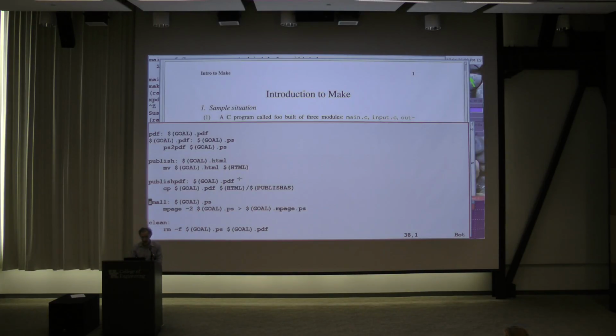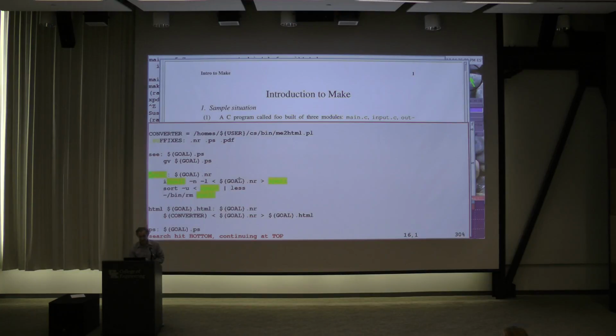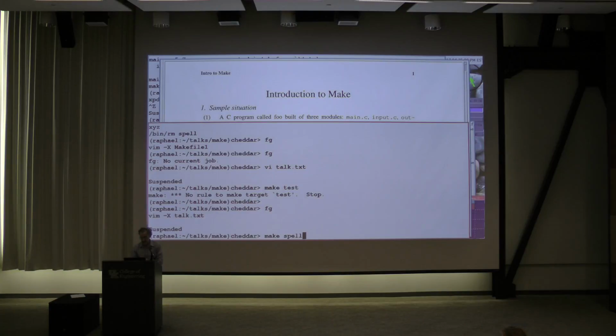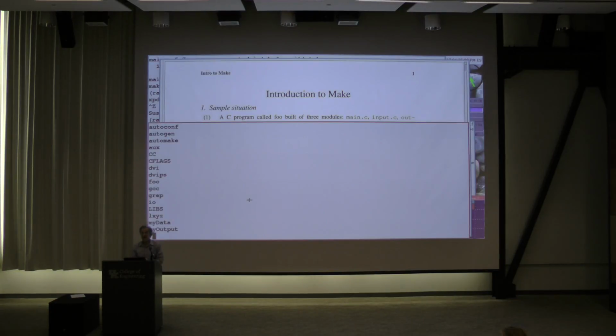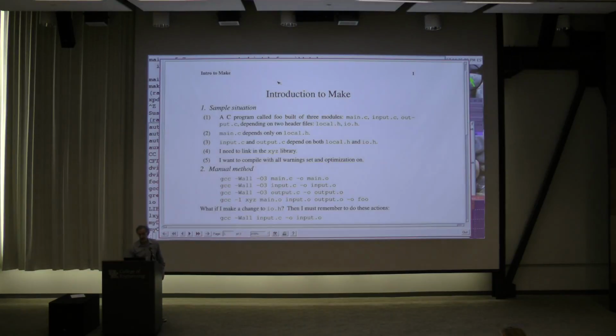And so I've got, for example, a recipe for spell. And it says run iSpell from the goal, put the result into a file called spell, and then sort it and put it through less. And when you're finished, remove it. Well, let's do that. Make spell. Now, I didn't specify what Makefile to use, so it's using the one called Makefile. And it's checking the spelling on this document here. And here are the possible things.